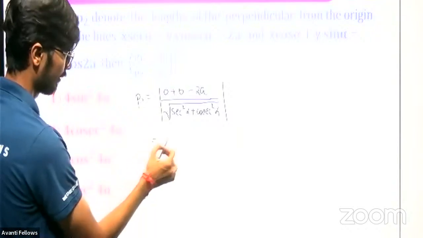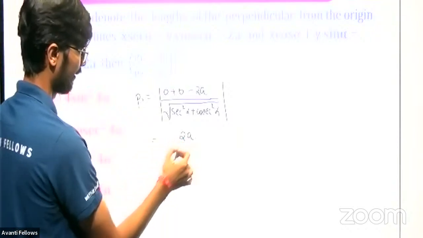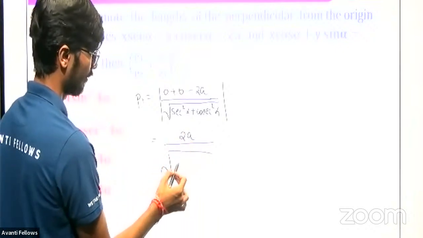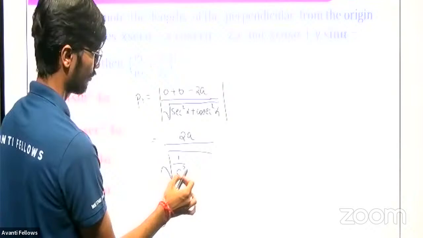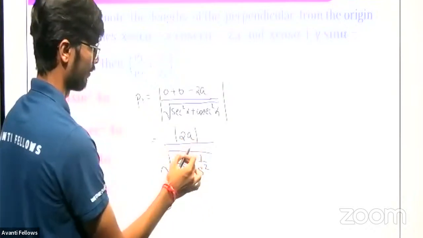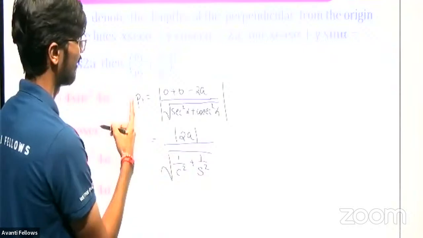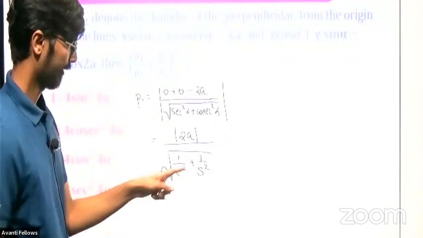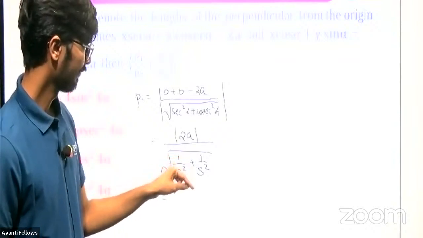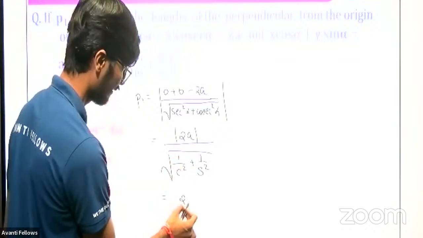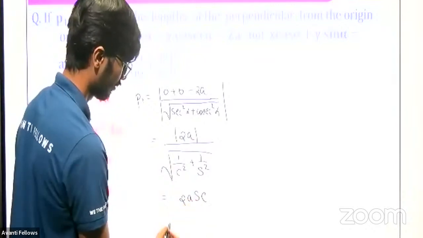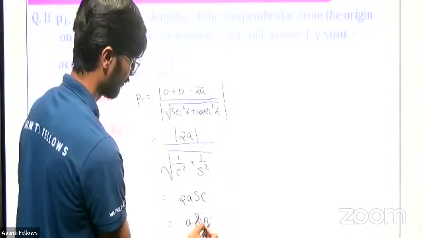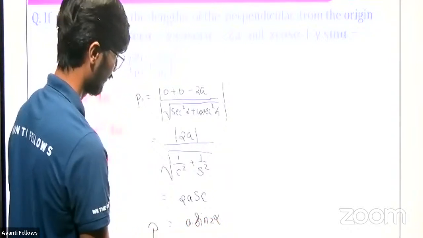So that is basically 2a upon under root of, I can write sec square alpha as 1 upon cos square alpha, and cosec square alpha as 1 upon sine square alpha. I think mod is not necessary. Is it positive, right? Okay, no problem. So if I cross multiply, I'll get sine square plus cos square, which is 1. So I'll get 2a sine alpha cos alpha, which is basically a times sine 2 alpha. This is the value of P1.